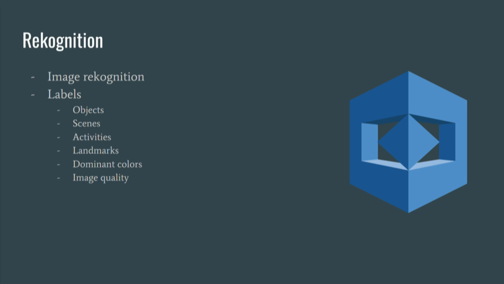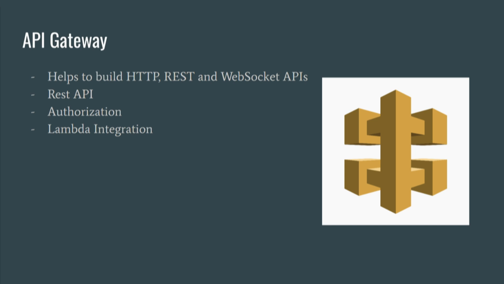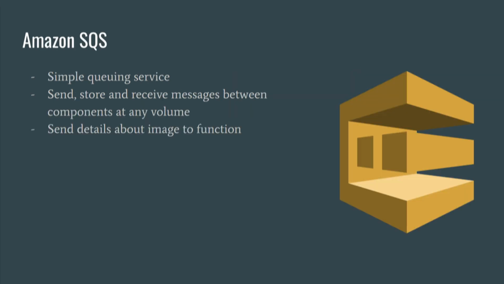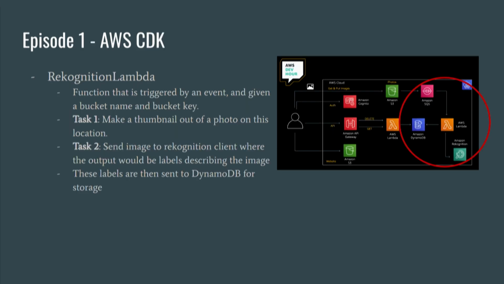So it could be all kinds of labels, objects, scenes, activities, landmarks, colors, image quality. It's quite a powerful tool. And the API gateway is there to help build the API, can deal with authorization. Cognito is used to add user sign-up and authentication for the app. SQS is used as a queuing service. You can send and receive messages.